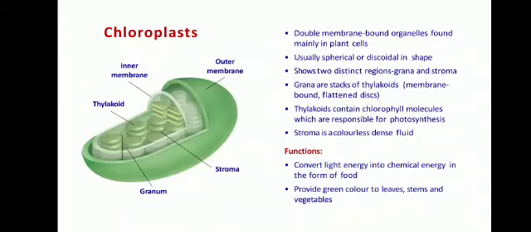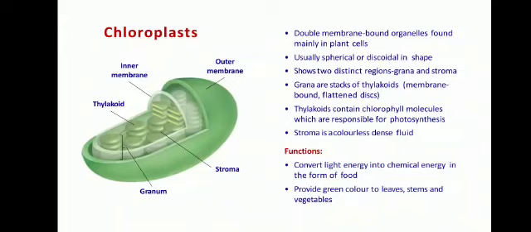The chloroplast is a distinguishing character of the plant cell, and also found in blue-green algae. It is a double membrane bound organelle found mainly in the plant cell. It is usually spherical or discoid in shape and shows two distinct regions, grana and stroma. Grana are stacks of thylakoids, which are membrane bounded flattened discs. Thylakoids contain the chlorophyll molecules which are responsible for photosynthesis. The stroma is a colorless, dense fluid.